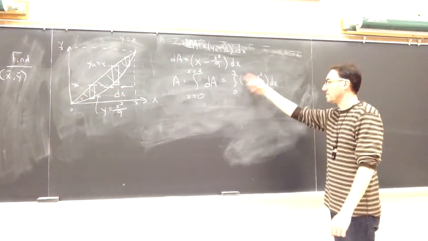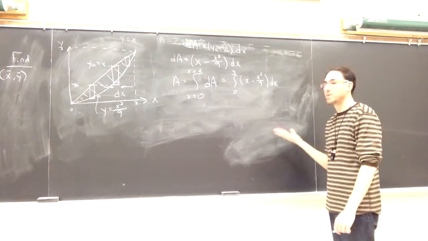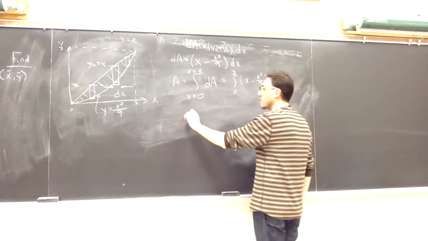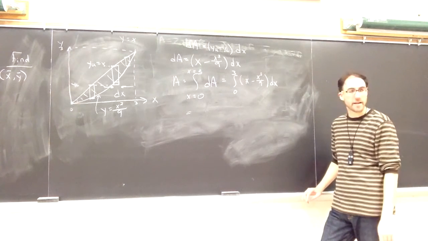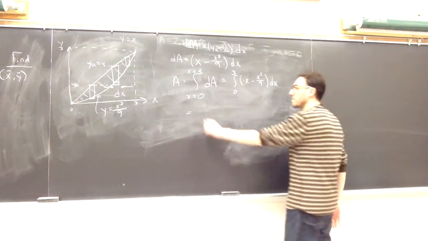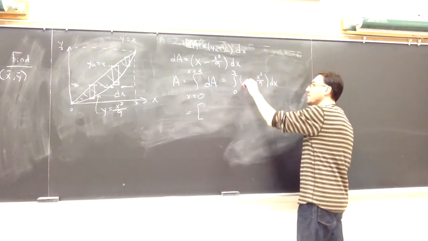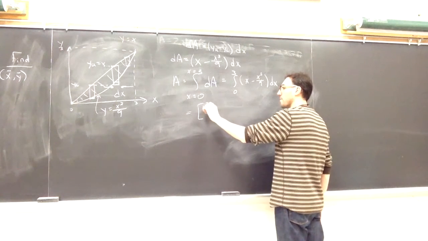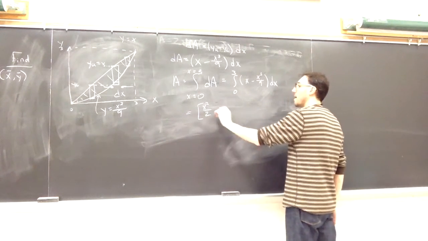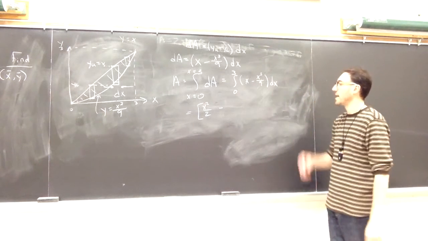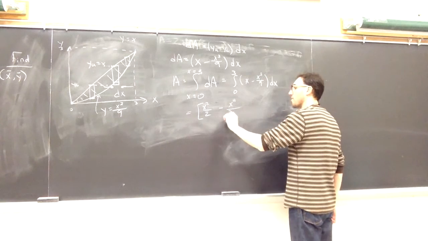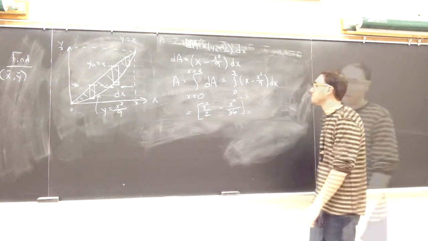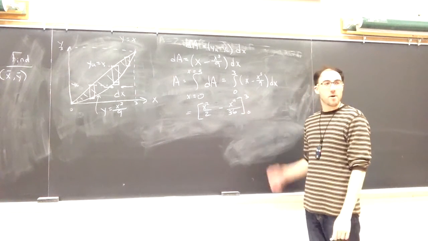Everything here is in terms of x, so I can integrate this just like I did in Math 140. I have just polynomial expressions, so I can find its antiderivative easily. So its antiderivative of x is going to be x squared over 2 minus the antiderivative of x cubed over 9, which is going to be x to the 4th over 36, 4 times 9. And I can evaluate between 0 and 3.